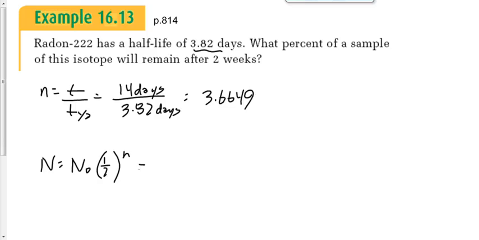What's N0 going to be? How much do we start with? We're not told, are we? If we end with a certain percent of what we started with, how much do we start with? When you're dealing with a percent, the initial amount is almost always going to be 100%. We started with 100%.